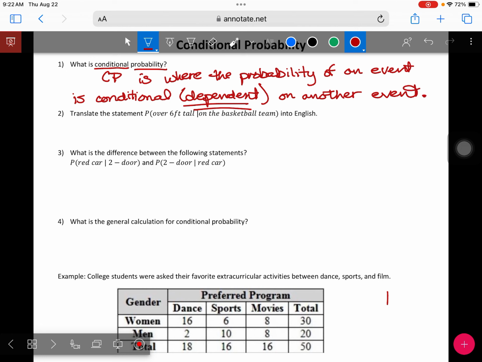Okay? So yesterday we talked about compound probability. Those are just individual probabilities that we multiplied. Today we're talking about conditional, where a probability is dependent on knowledge of something else, of another event. Okay?